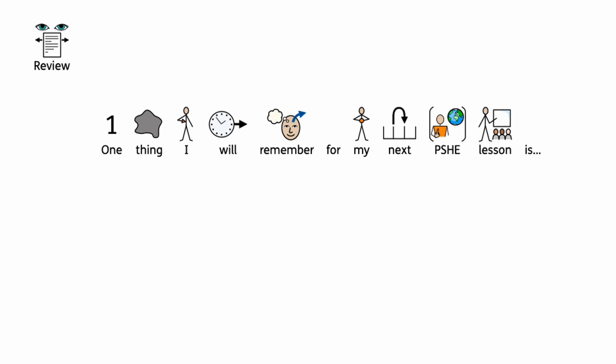For your final task to review our learning, can you finish the sentence on the board and that's in your workbook? One thing I will remember for my next PSHE lesson is... So try to think of one thing that we've talked about today or that you have learned today that you will remember and you will take through to your next PSHE lesson next week. You can write this in your workbook or you can discuss it with somebody close by you.